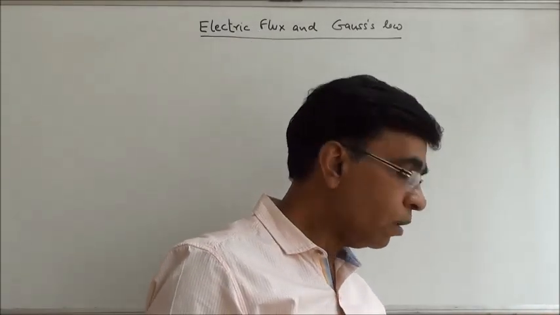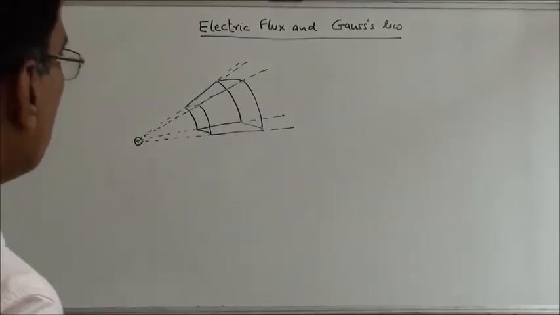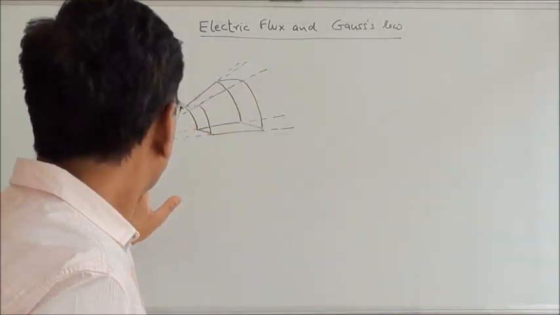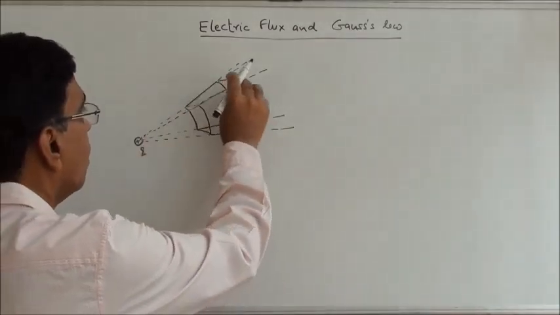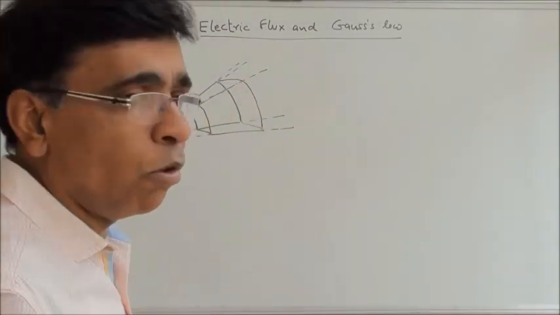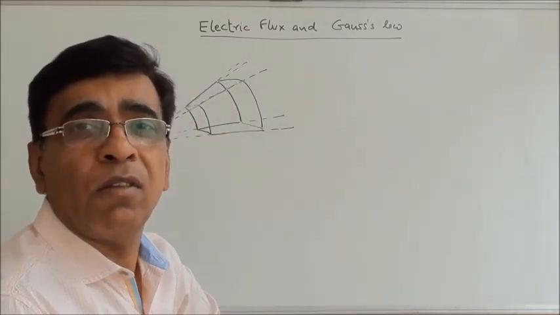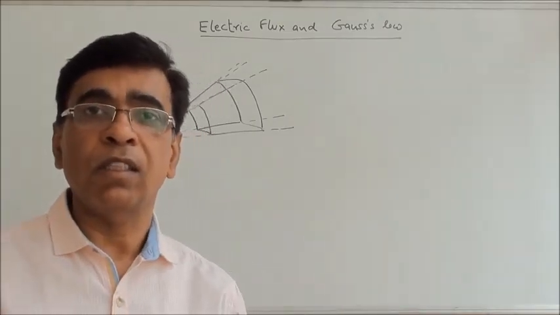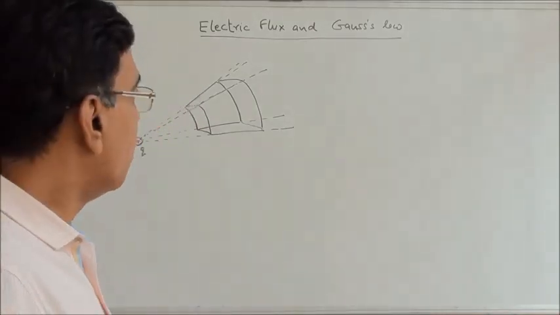Now let me take electric flux. Again, I have taken one specific example. Let me take a point positive charge. Then electric field lines or electric lines of forces will be outward, radially outward. Now when I told you about flux for liquids, water was flowing and we calculated flux as the volume of the liquid passing in 1 second through any given cross section.